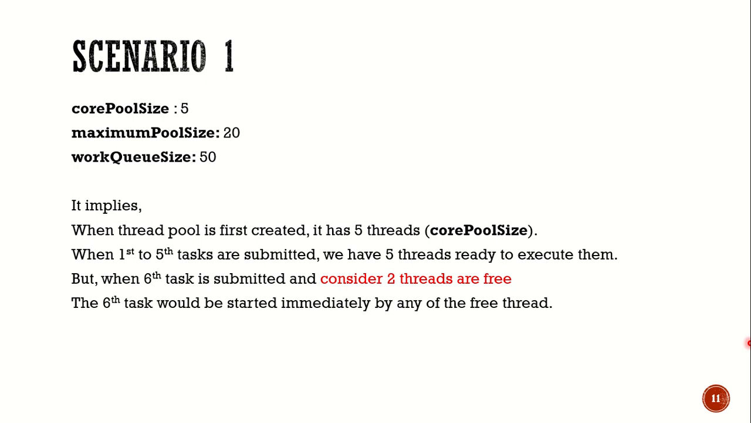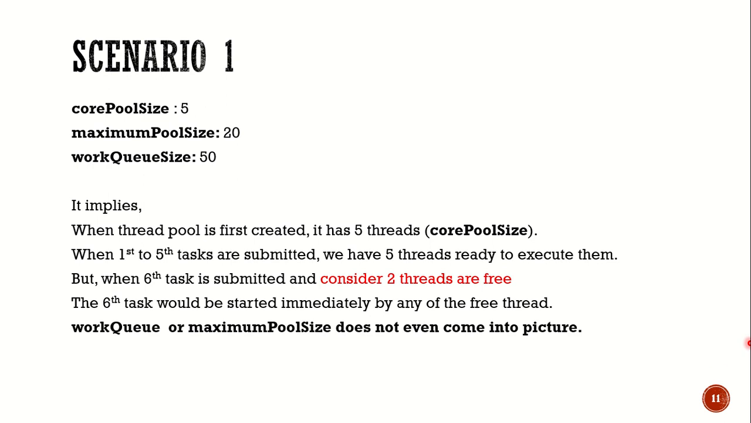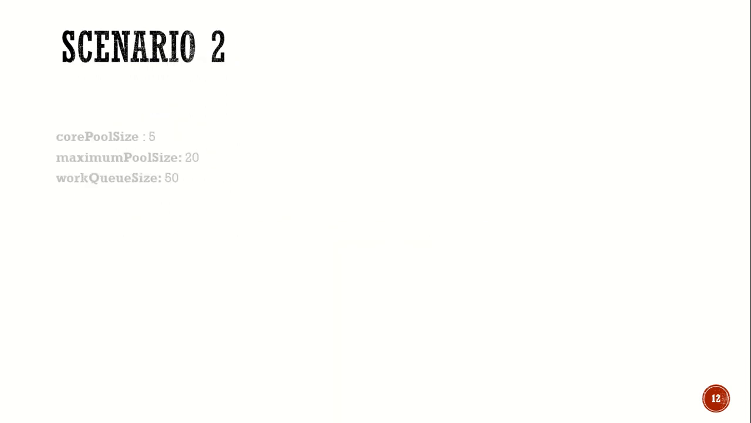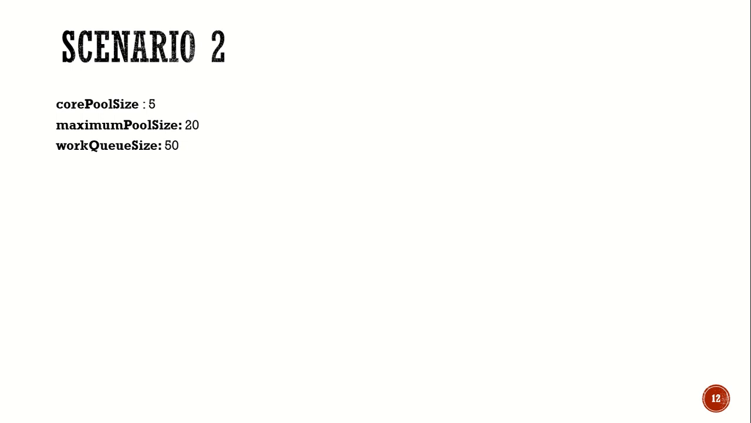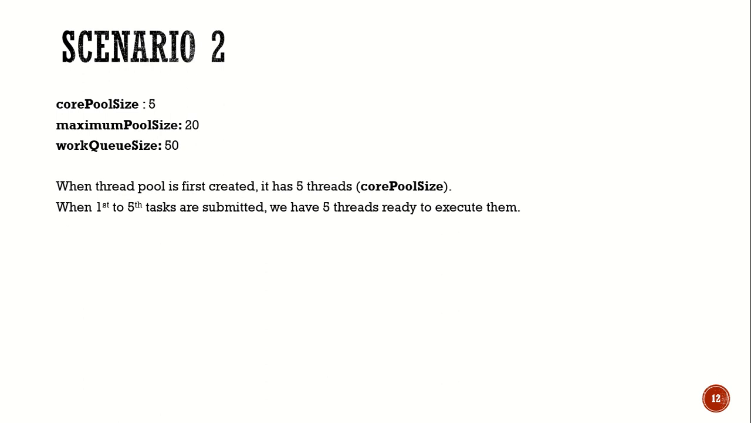So in this given particular scenario, the parameters of maximum pool size or the work queue size do not even come into the picture. Now to understand the impact of work queue size and maximum pool size parameters, let's take another scenario. Again, we have set the core pool size to 5, maximum pool size to 20 and work queue size to 50. And as we said earlier, when the thread pool is first created, it has 5 threads.